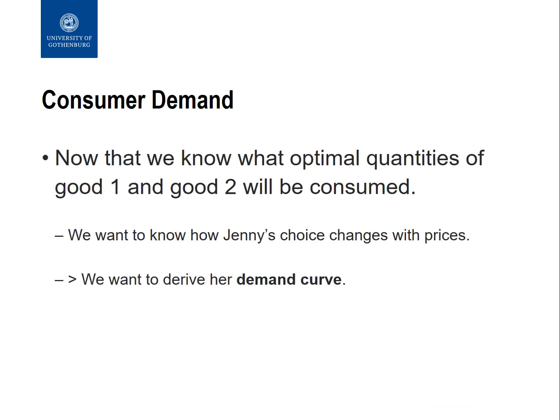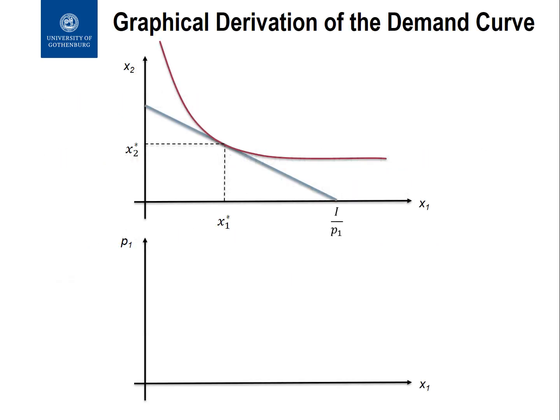So we have seen which consumption basket Jenny will optimally choose given her income and good prices. But we also want to know how her choice changes with prices. Equivalently, we want to derive her demand curve. We can do this graphically.